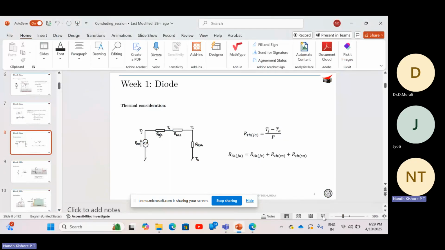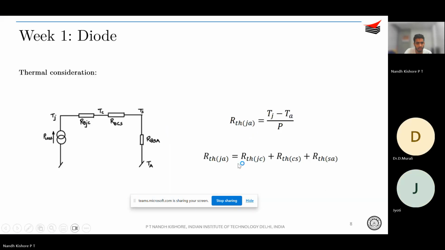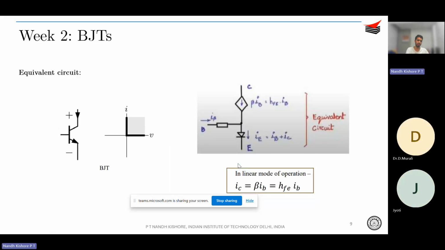Okay, so let me move on to the next week, that is week 2, wherein we went through controlled devices. So far the diode was an uncontrolled device. In week 2, we covered the controlled devices, or the BJTs over here, right?